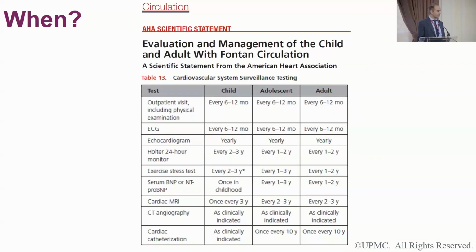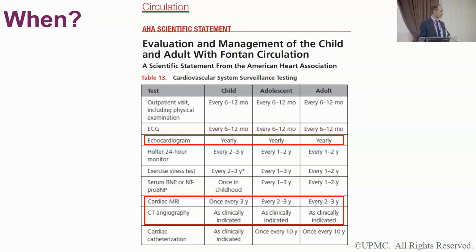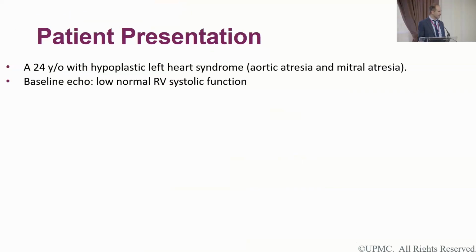This is a scientific statement from the AHA that guides us through how often to use these testings. Echocardiogram is typically recommended yearly, while cardiac MRI is recommended every 2 to 3 years. And we use cardiac CT in patients where we can't do cardiac MRI. This is, for example, patients who have epicardial leads.